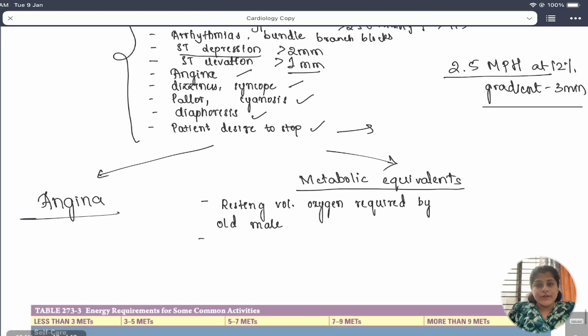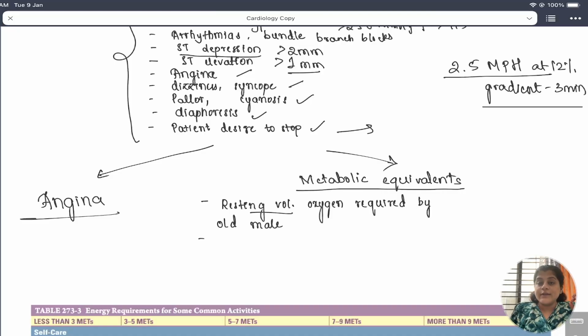What is the importance of stress ECG? There are two important things that you can find out with stress ECG. One, if the patient is having angina or not. Second, if the patient is having angina, at what metabolic equivalence the patient is having angina. You can calculate the metabolic equivalence. So now, what is a metabolic equivalent?